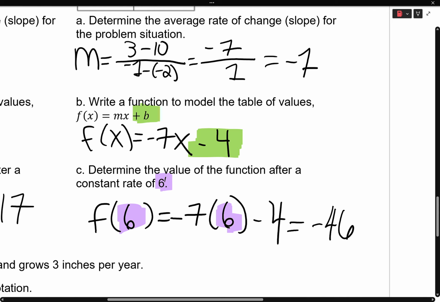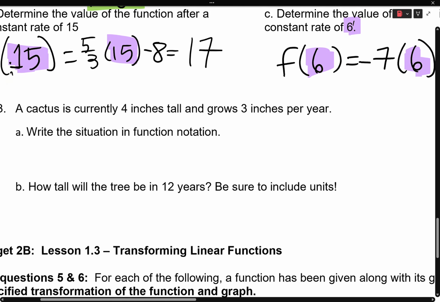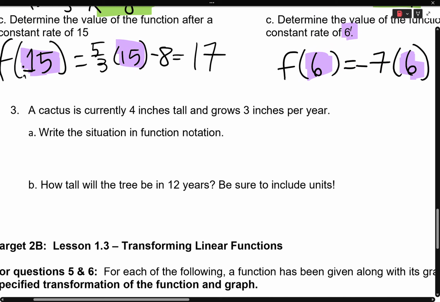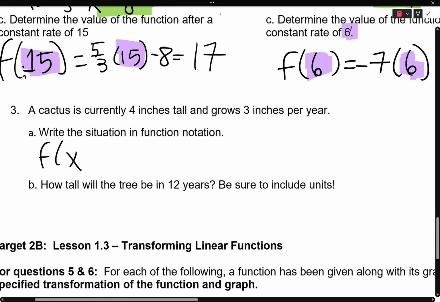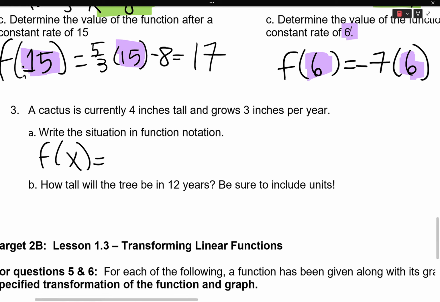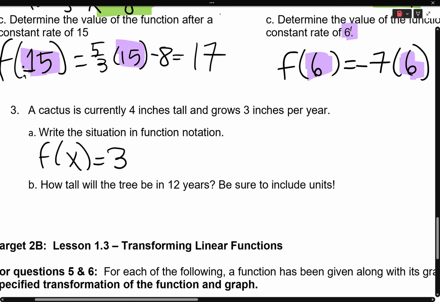Okay. Number 3, a cactus is currently 4 inches tall and grows 3 inches per year. Let's write a function. F of x equals. Now the slope is actually called the average rate of change. We learned that new word for it in this unit. So what is the change that's happening? Well, the change is the growth. How much is it growing? It's growing 3 inches per year. The y-intercept, the b term, is the starting height, which is 4.